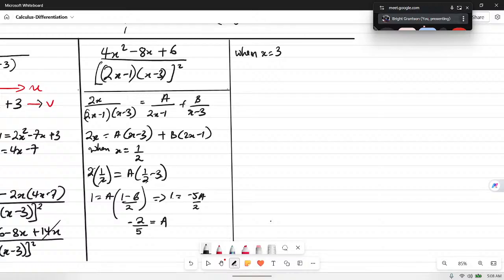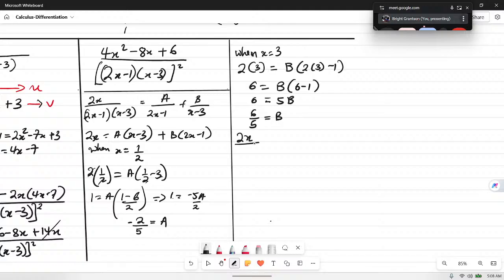When x is 3, get 2 times what? 10 equals 3 minus 3, becomes 0 over here. So just put in the b. b times (2 times 3 minus 1) equals b times (6 minus 1). 6 equals 5b. So 5 equals b. And then rearrange it.